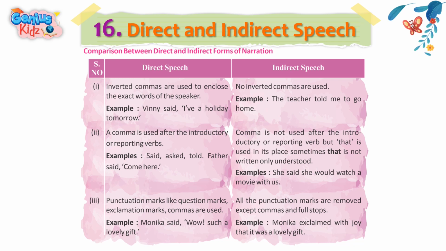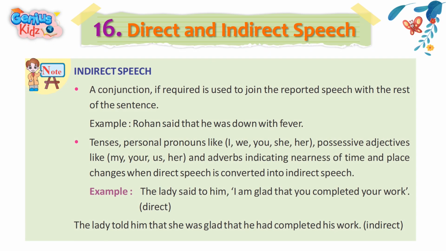3. In direct speech, punctuation marks like question marks, exclamation marks, commas are used. Example, Monica said, "Wow, such a lovely gift." In indirect speech, all the punctuation marks are removed except commas and full stops. Example, Monica exclaimed with joy that it was a lovely gift. Note: in indirect speech, a conjunction, if required, is used to join the reported speech with the rest of the sentence. Example, Rohan said that he was down with fever.